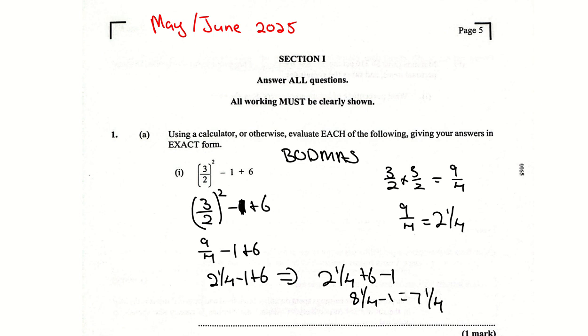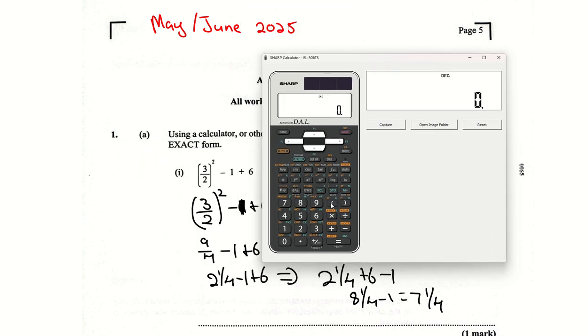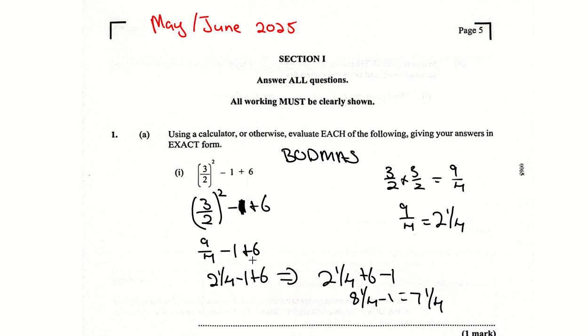Or you can use your calculator and put in exactly what it has. Open bracket 3, the ABC button is the over button, 3 over 2, close bracket, squared, x² is squared, minus 1 plus 6. Your calculator is programmed to do BODMAS, so we should get the same answer, 7 1/4. So that is how you would do this first one. Okay, let's go on to the next one.